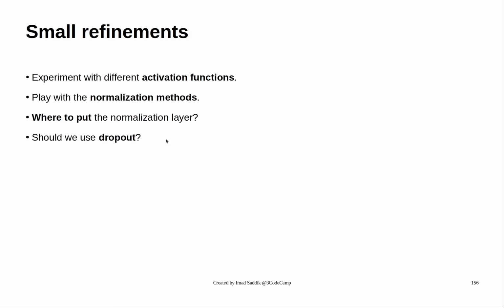Finally, we are going to ask this question. Should we use dropout? In the previous code, I'm referring to the baseline, we have used dropout heavily, but this time we are going to remove it and see if that improves the performance or not. This is the plan that we are going to follow. Now let's go through it.